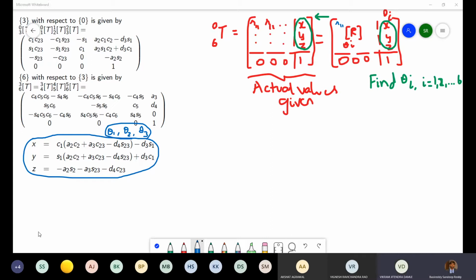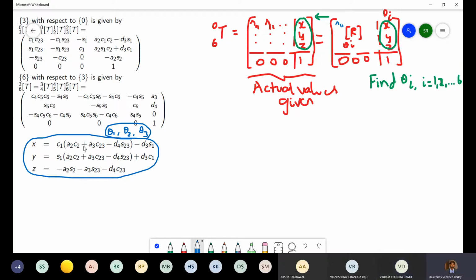The term in the brackets is identical for both x and y, so we can use that. So it's c1 into some term minus s1 into some other term, and for y it's c1 and s1 are flipped, so we could use that too. c1 into this whole a2 c2 plus a3 c23 term is common for both x and y. Yeah, correct. So if we just call that some lambda for now, it's c1 lambda minus d3 s1 and s1 lambda plus d3 c1. So we can use that symmetry to solve for theta 1.